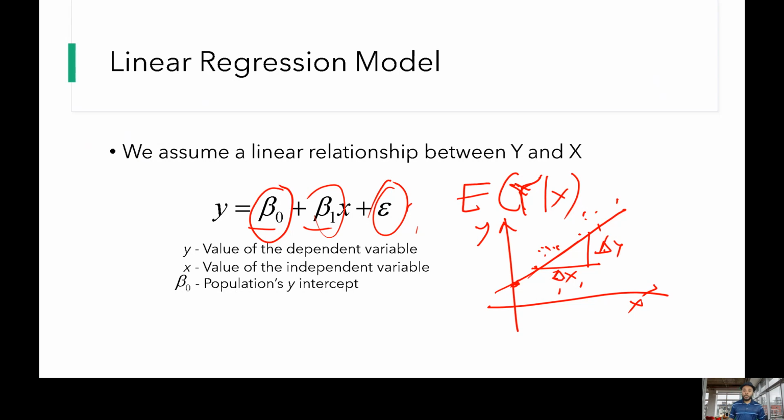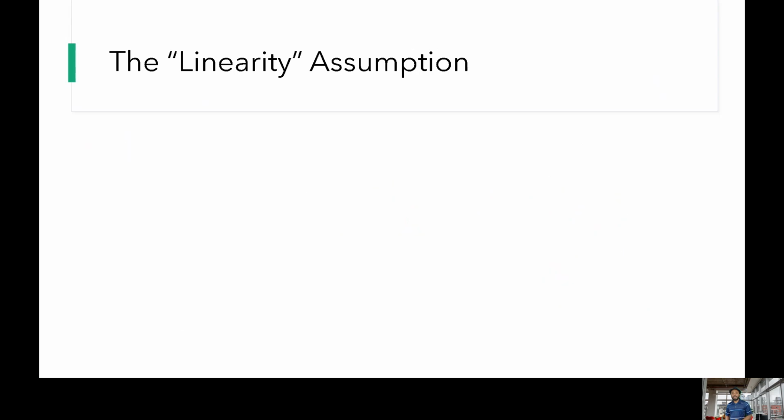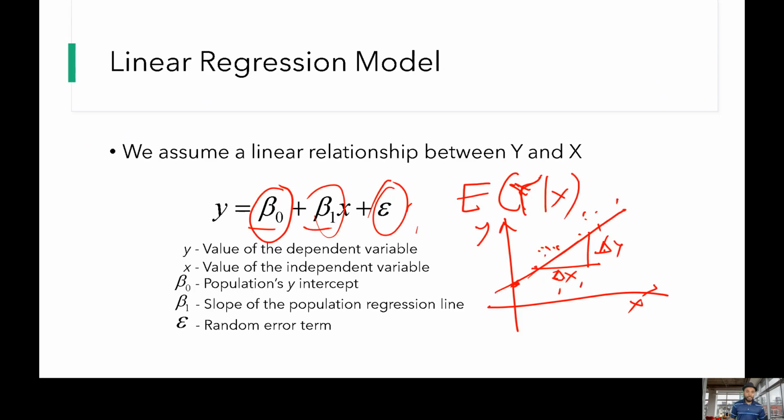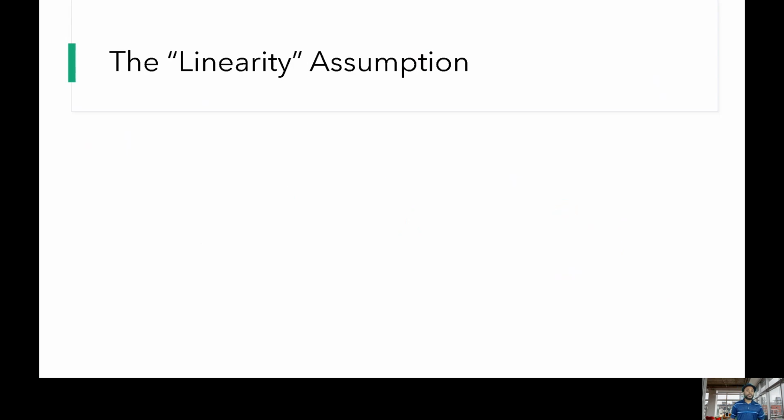What errors are accommodated in this relationship? Yes, e is called the random error term. Good.